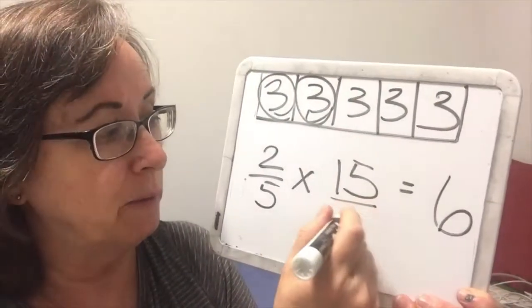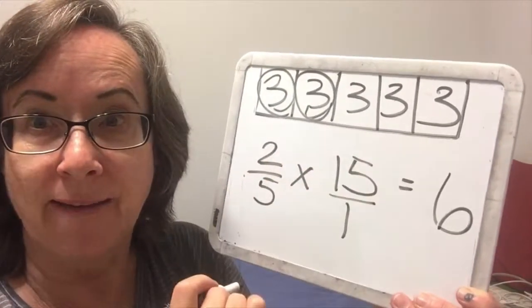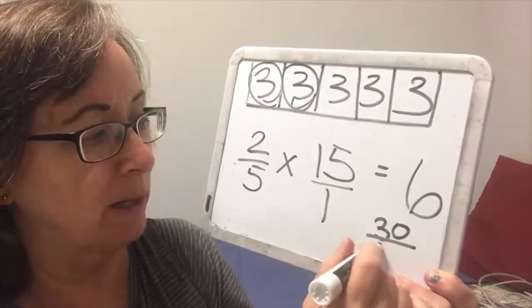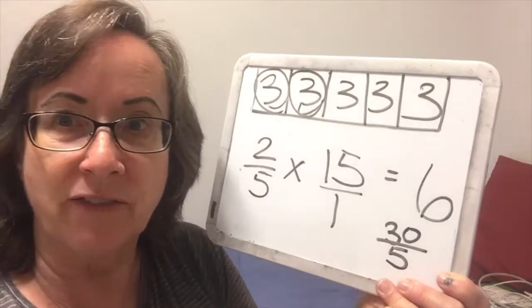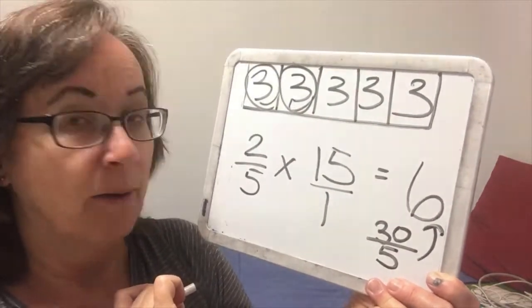All right, we would put a 1 down here, and we would multiply. 2 times 15 is 30. And 5 times 1 is 5, and 30 divided by 5 is 6, right?